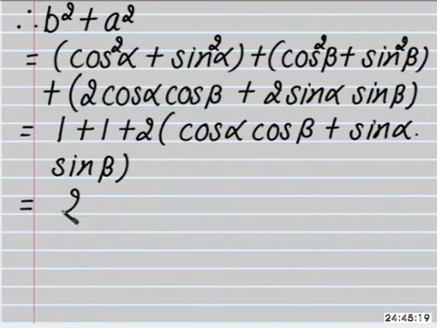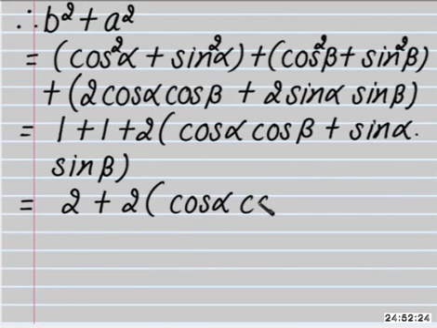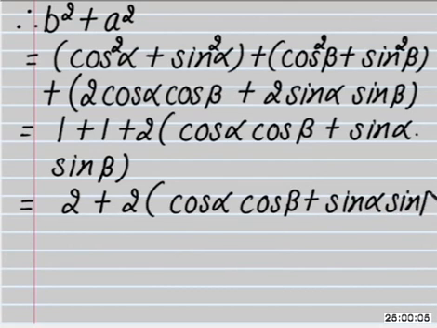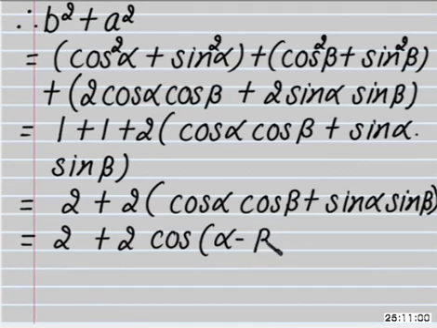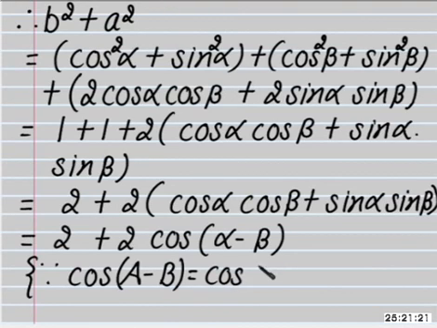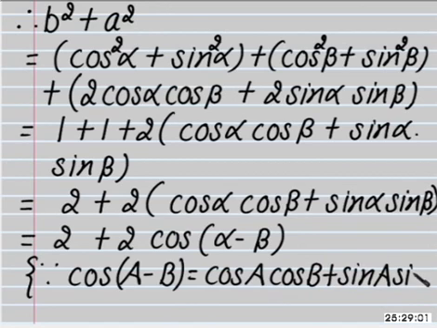It is further equal to 2 plus 2 into cos alpha into cos beta plus sin alpha into sin beta, and that is equal to 2 plus 2 into cos of alpha minus beta, because we know that cos of A minus B is equal to cos A into cos B plus sin A into sin B. Here A is equal to alpha and B is equal to beta.